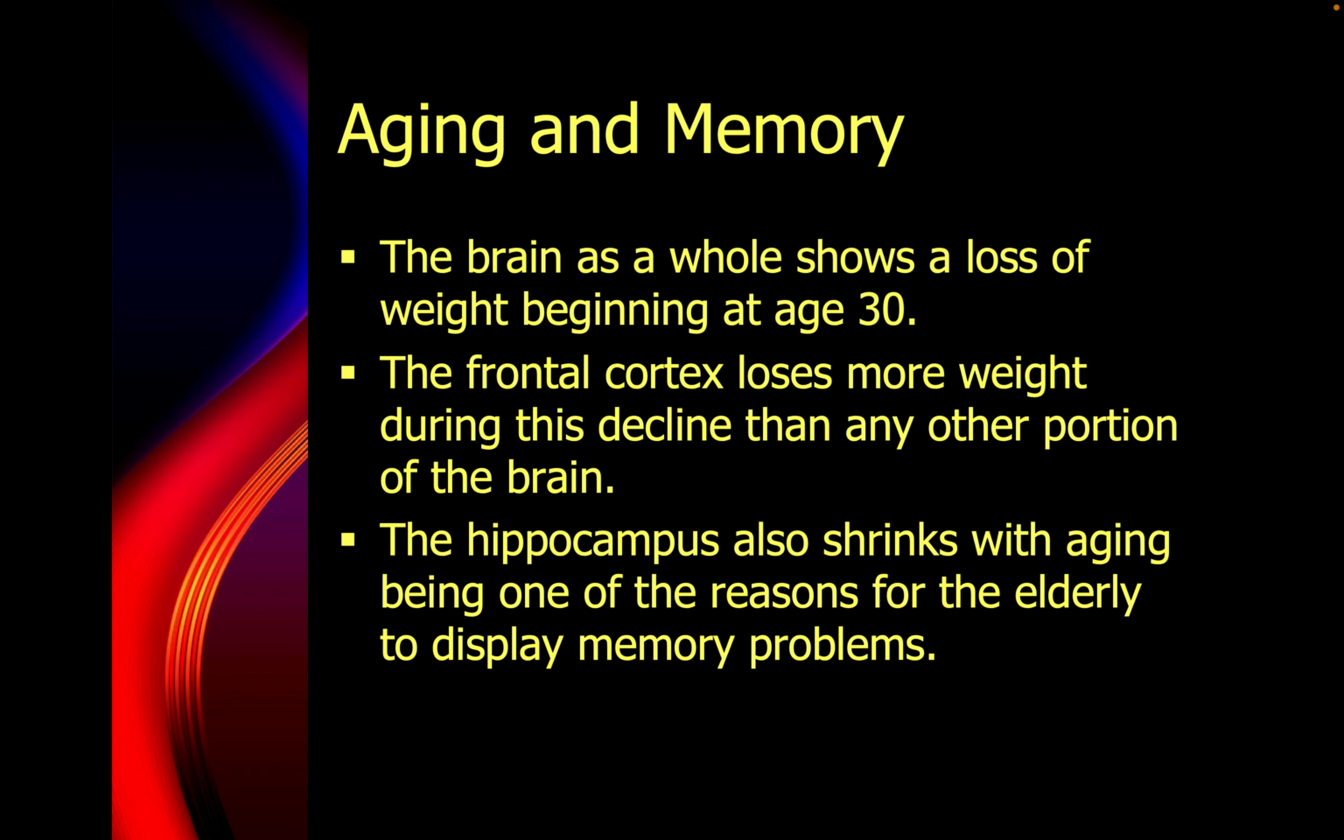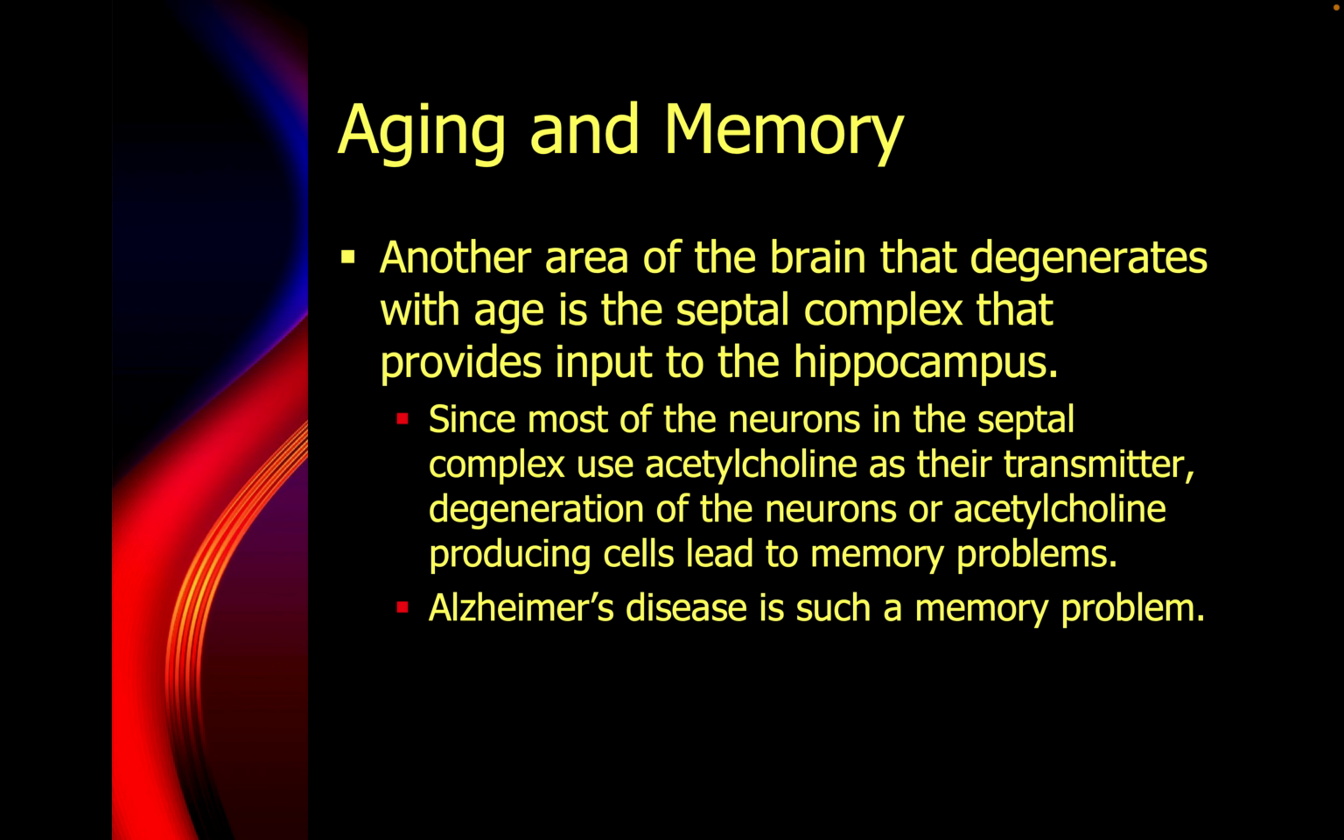The brain as a whole shows a loss of weight beginning at age 30. The frontal cortex loses more weight during this decline than any other portion of the brain. The hippocampus also shrinks with aging, being one of the reasons for the elderly to display memory problems. Another area of the brain that degenerates with age is the septal complex that provides input to the hippocampus. Since most of the neurons in the septal complex use acetylcholine as their transmitter, degeneration of the acetylcholine-producing cells leads to memory problems.